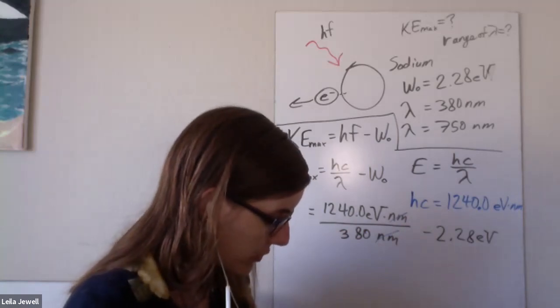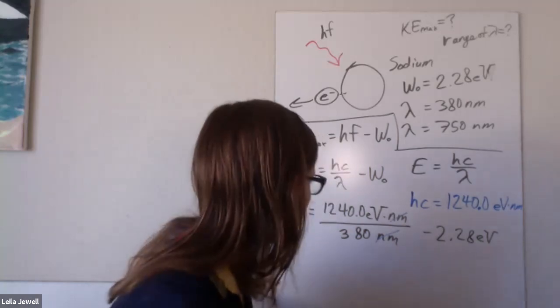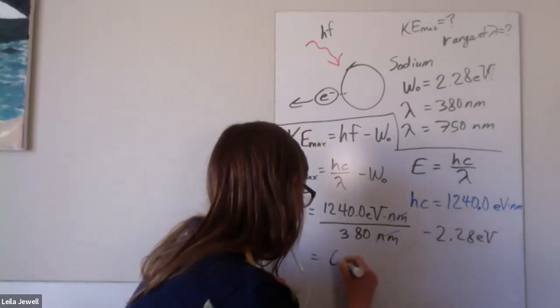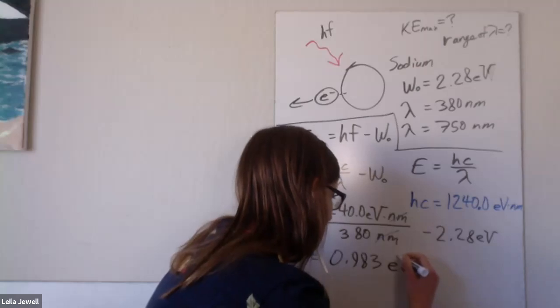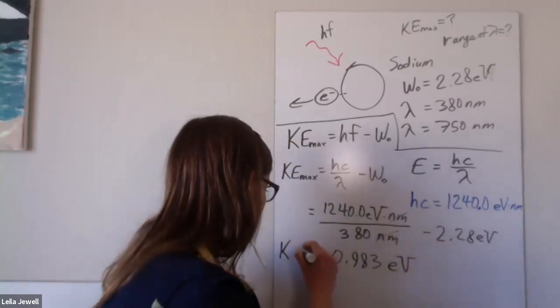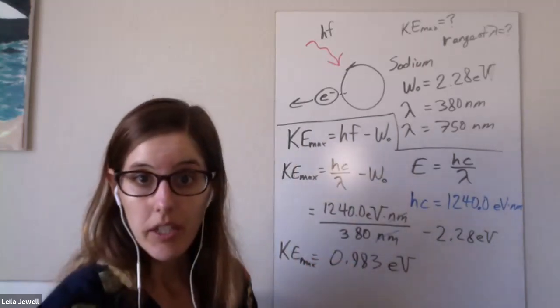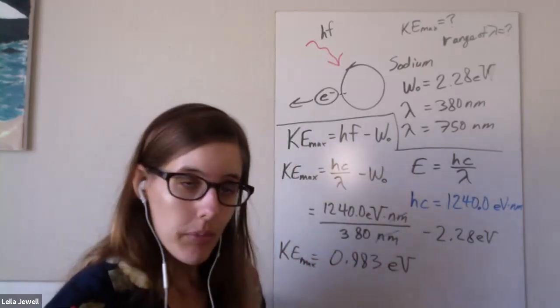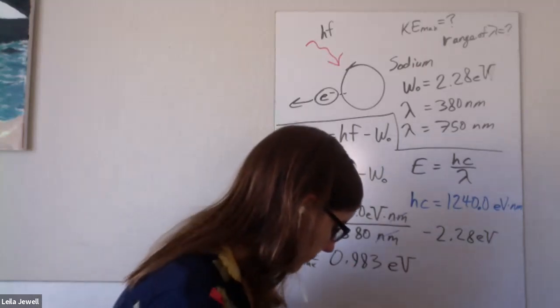If I subtract my 2.28, then I get 0.983, and that is in electron volts. Now, if the problem doesn't specify, you can present your result in electron volts, and that will be totally valid. This problem, though, does ask for it in joules, so we're going to need to do the conversion factor.